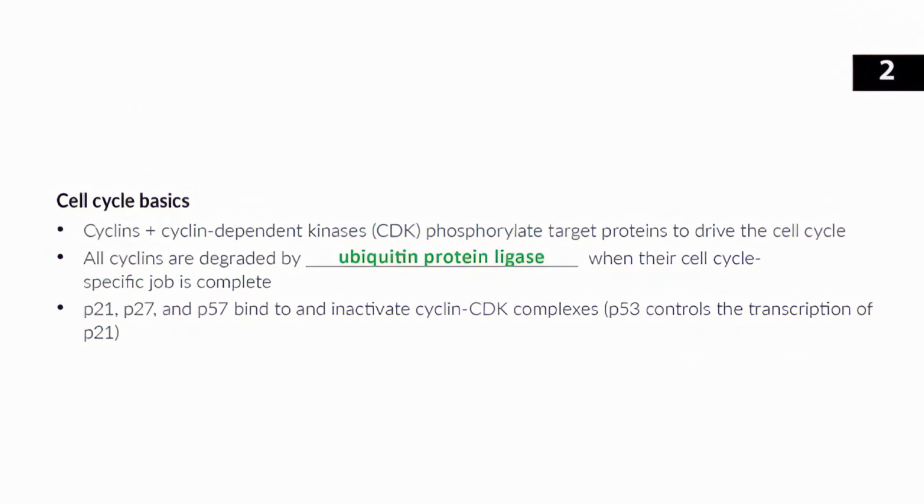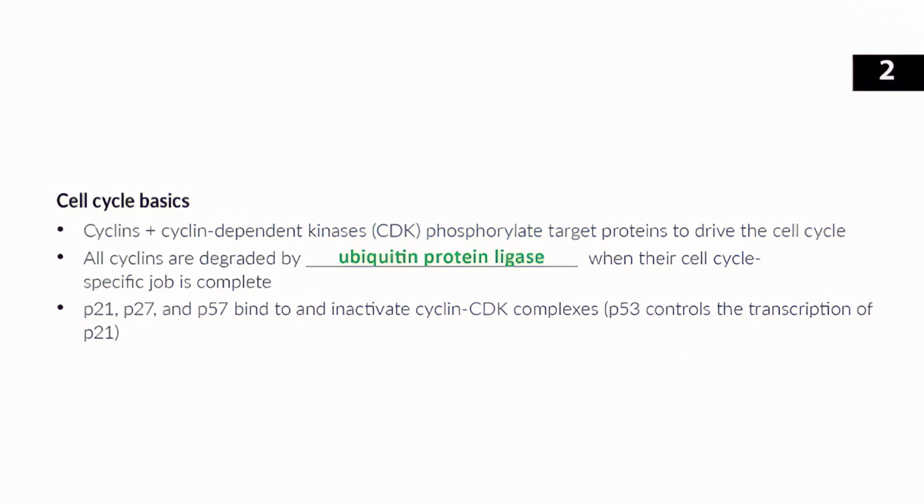Ubiquitin is a protein that gets tagged onto other proteins to mark them for destruction. If a protein gets tagged with ubiquitin, that's a signal for this ubiquitin protein ligase to break down that protein. So because of this, ubiquitin is a very important molecule in regulating the cell cycle. You need ubiquitin in order to shut down these cyclins.